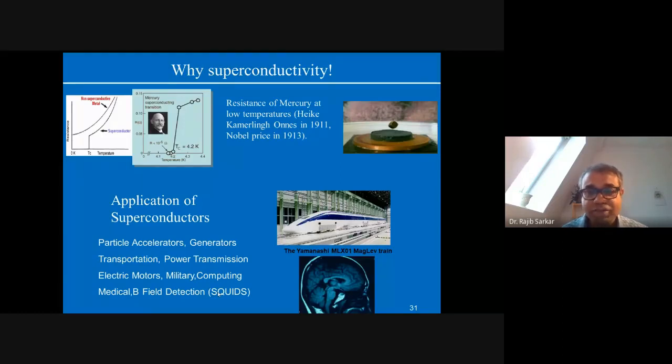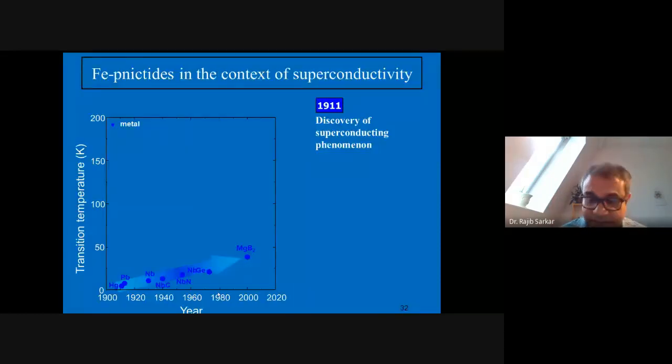So the whole dimension of life will probably change. That we don't know. That is the future story. We cannot predict the future. Anyway, why superconductivity, and how was this developed?